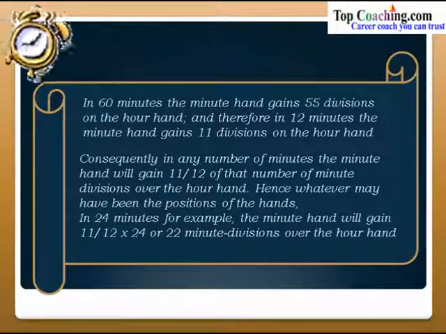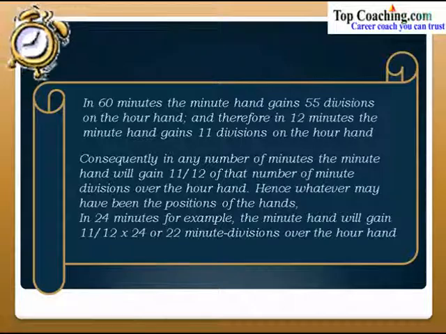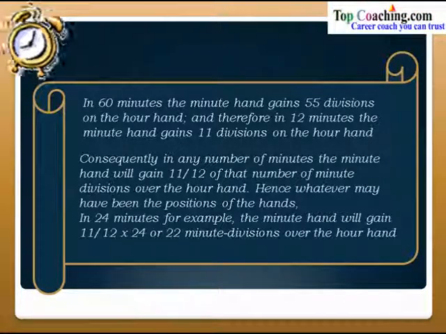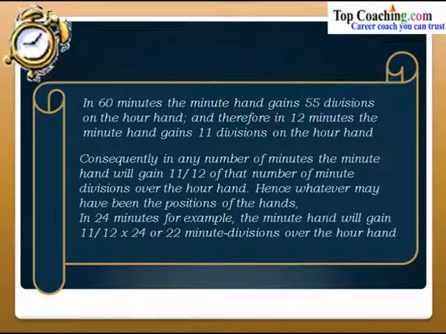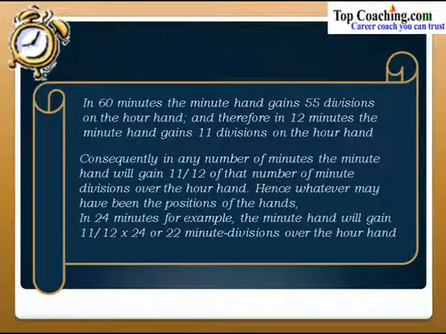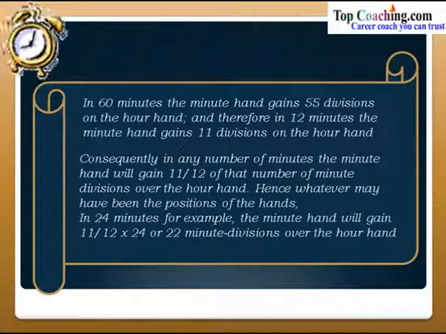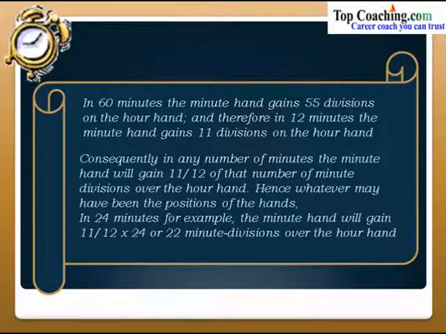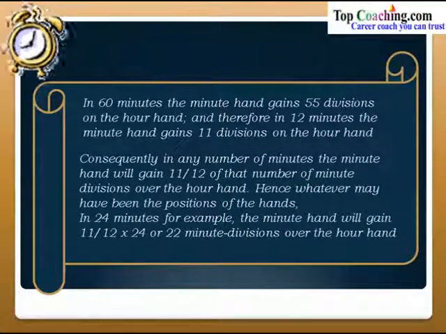But in every 12 minutes, the gain of the minute hand over the hour hand is always equal to 11 divisions. So for example, if we consider a span of 24 minutes, then in these 24 minutes the gain would be equal to 22 minute divisions over the hour hand. So the minute hand gains 22 minute divisions over the hour hand in the span of 24 minutes. So this gain is always constant.